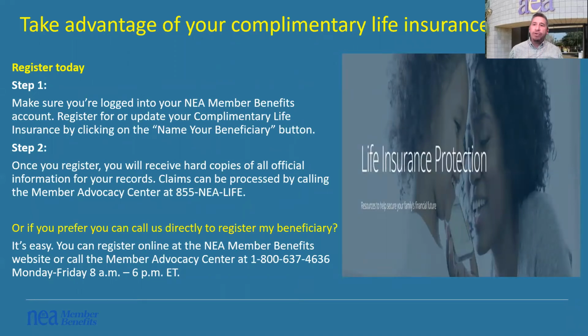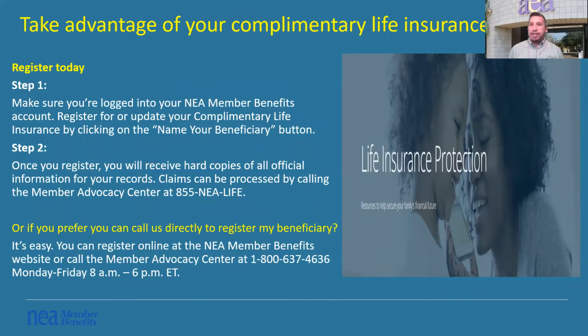So again, we ask our members to take advantage of this by filling out the form. Whether they're going online or not, we would really encourage them for this exercise to go and fill out the form. So what do they need to do? It's really simple. If they're going to go online, they just log on and click the name your beneficiary button from where we talked about, which is at www.neamb.com/connect, and I'll show you about that too as well.